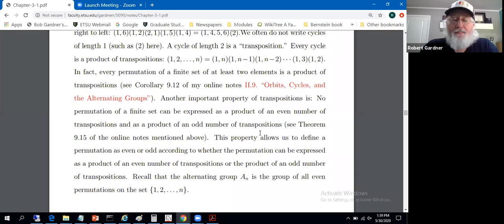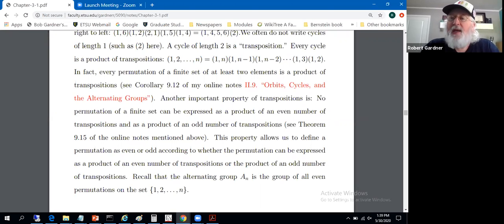All right. So I ain't saying that you can't write a given permutation in a bunch of different ways. What I'm saying is those different ways you can write a single permutation as a product of transpositions, it has one property that is conserved. The number of transpositions you use is either always even or always odd.